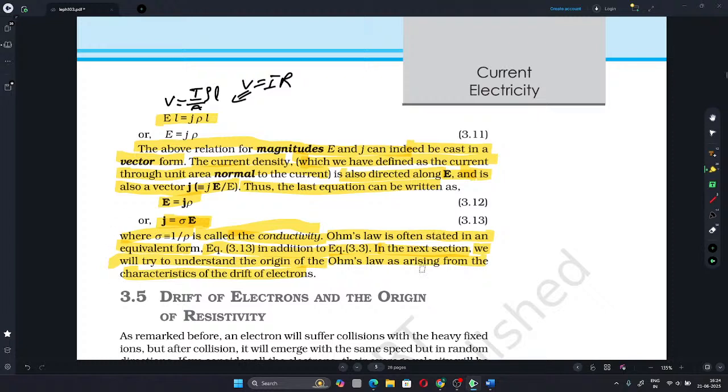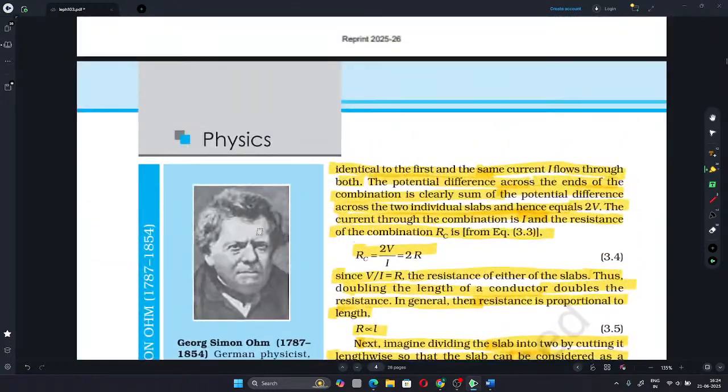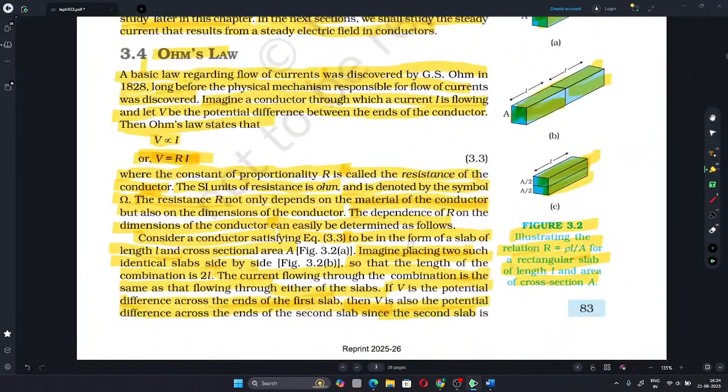Ohm's law is often stated in an equivalent form. Okay, this is the Ohm's law definition, or the Ohm's law statements. Let's see the topic once more.